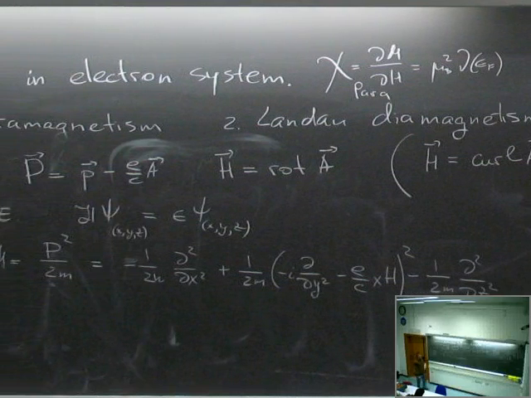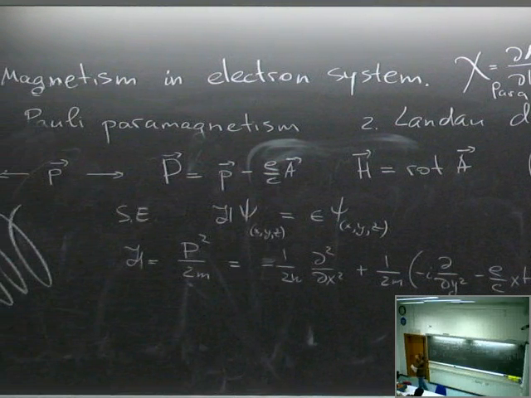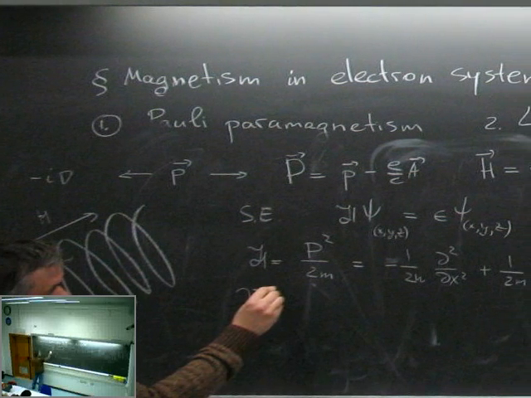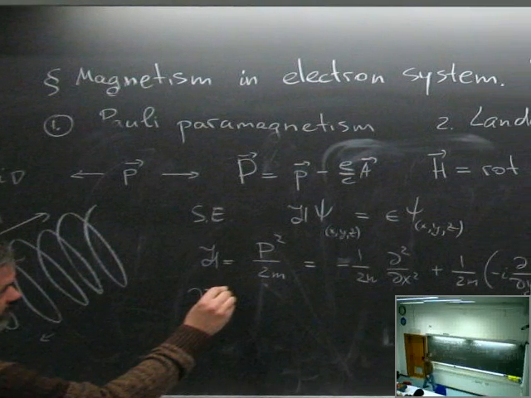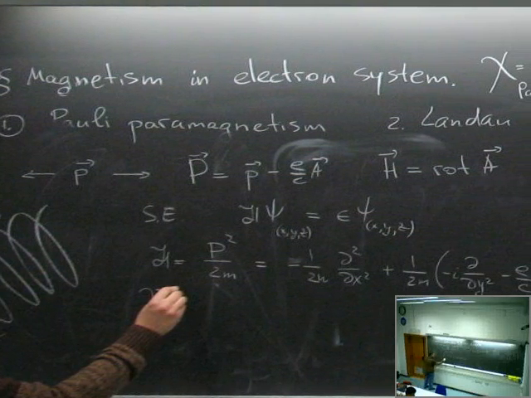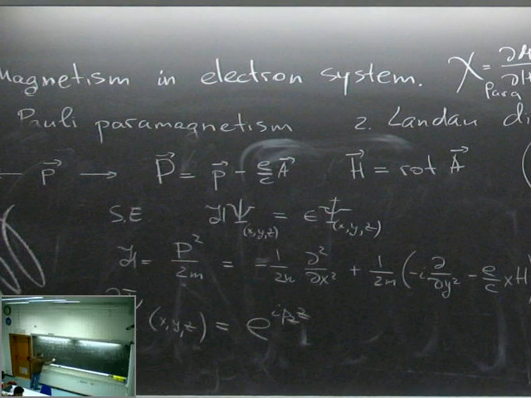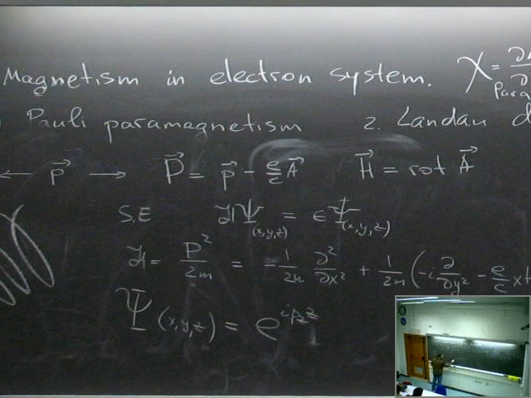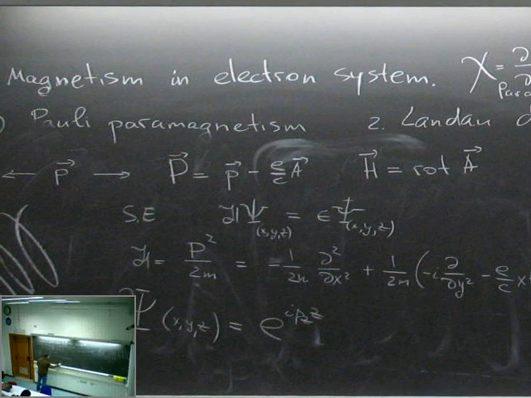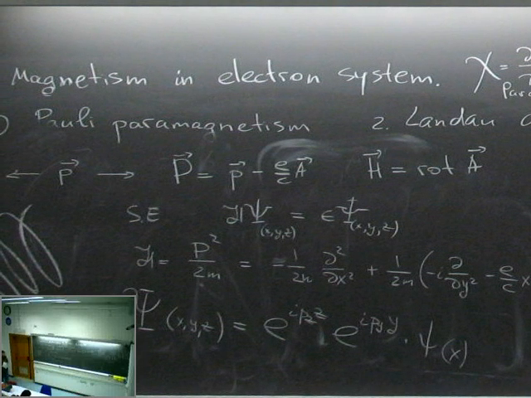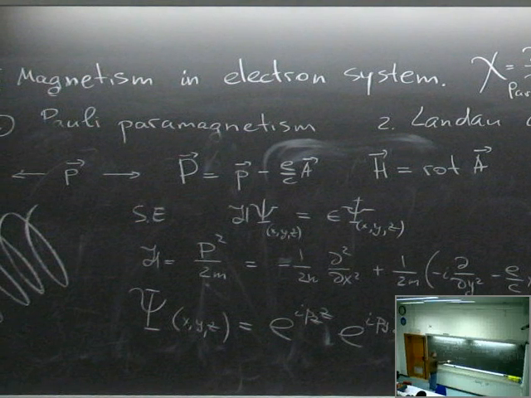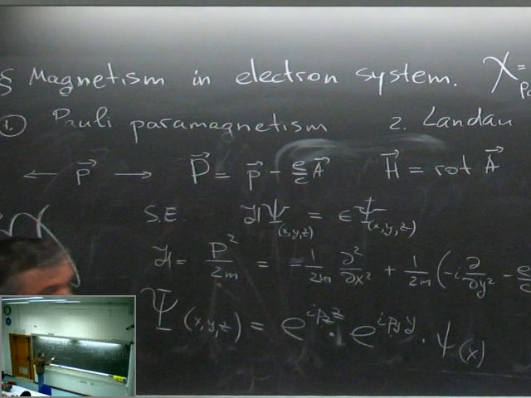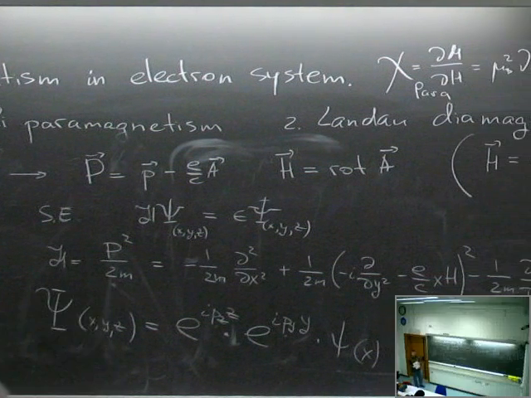So you see that only the x coordinate comes explicitly in the Schrödinger equation. Therefore, I can write my wave function, which is a function of x, y, z, as a free motion along the z direction, times e to the power i p_y y, times some function of x, because neither the z nor the y coordinate is contained in the Hamiltonian explicitly.